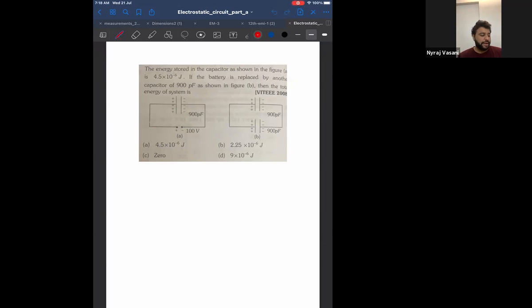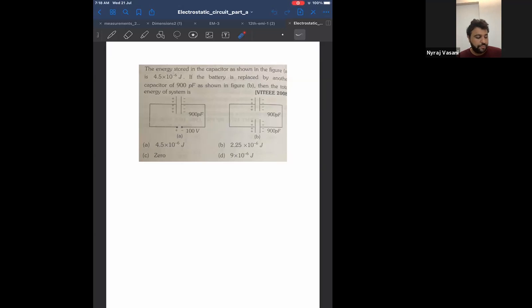Now, what is the formula for energy? See what is given. In the first circuit, capacitance is given and voltage is given. Check. Capacitance is given and voltage is given. Correct? So, you know, the formula for energy for a capacitor is half CV squared. Correct? But what is the formula for energy in terms of charge, capacitance, and all that?